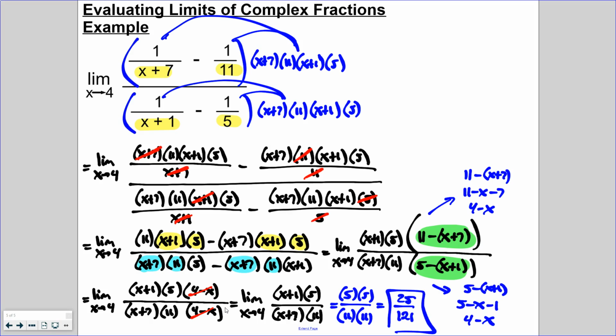So yes, I wouldn't say there was anything super difficult there, but a whole heck of a lot of algebra, a whole heck of a lot of factoring, and a boatload ton of writing. But there you have it, evaluating limits that involve complex fractions.